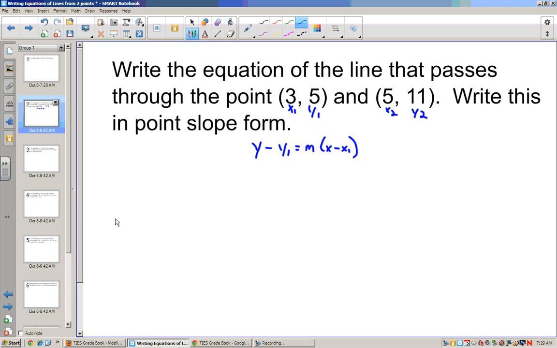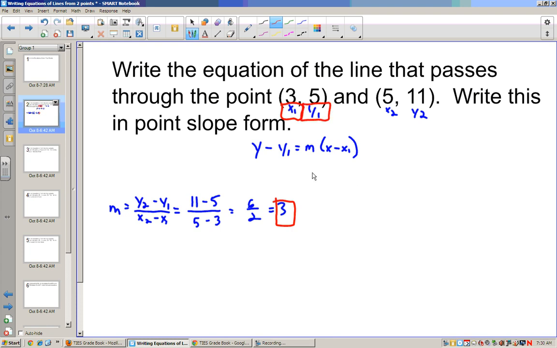So the slope is y2 minus y1 over x2 minus x1. So y2 minus y1 is 11 minus 5 over 5 minus 3. So this is going to be 6 over 2, which equals 3. So now we have our slope equals 3, and we have our x1 and our y1.